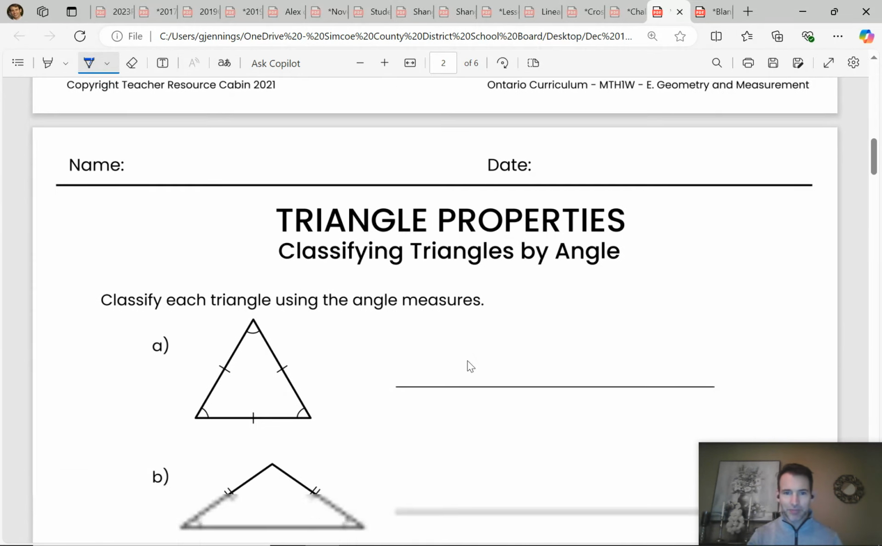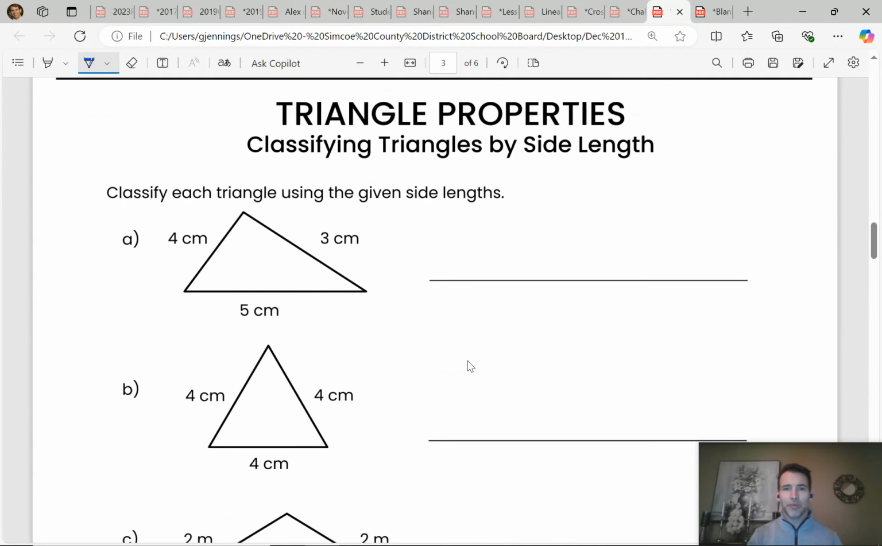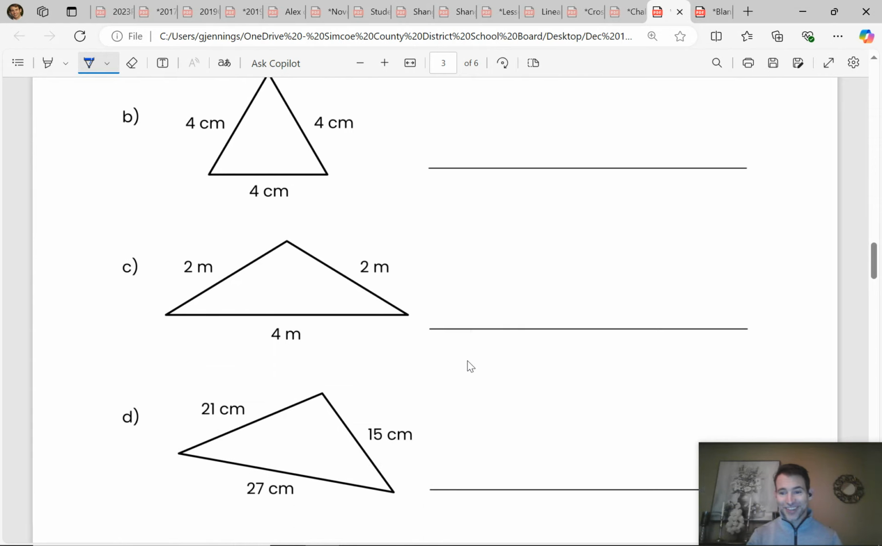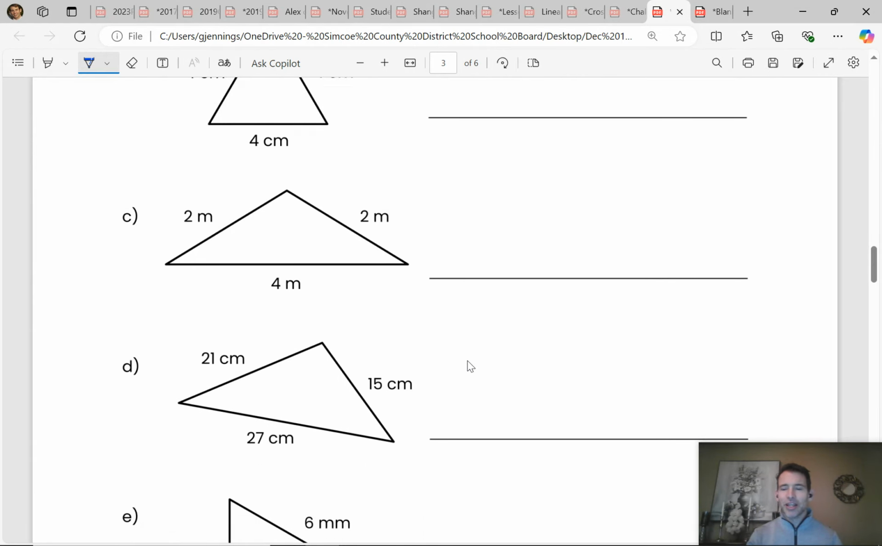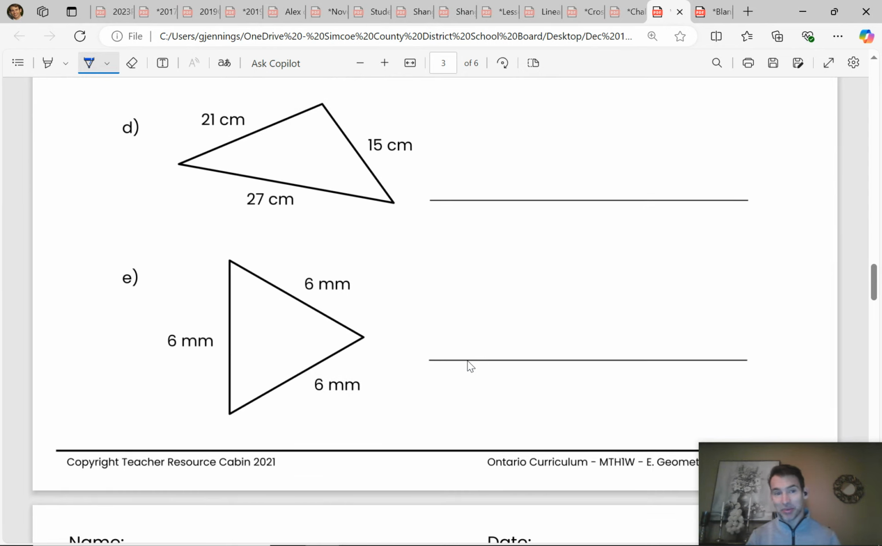Okay, so go through and classify these different triangles by the type of triangle that they are. And then you're also given triangles with side lengths, and you have to tell me what type of triangle they are. If you don't think that a triangle is possible, tell me and tell me why. Let's say it's in there on purpose.